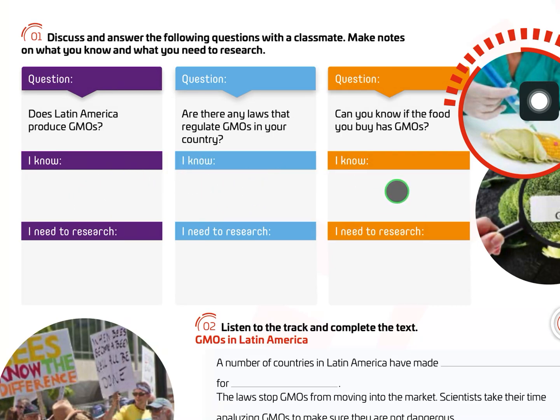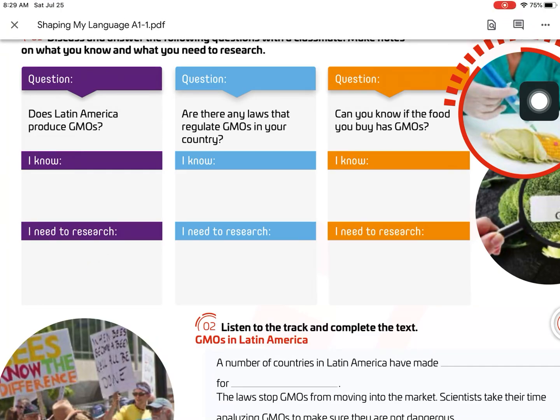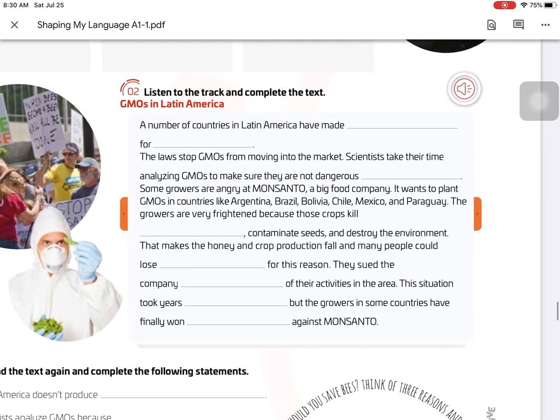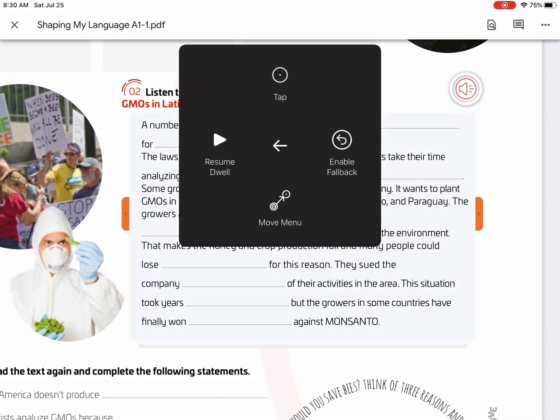And then if you need to look for a word, if you need to look for a concept, you're going to look inside here. I need to research this because I didn't understand anything. Okay, so this. Perfect.